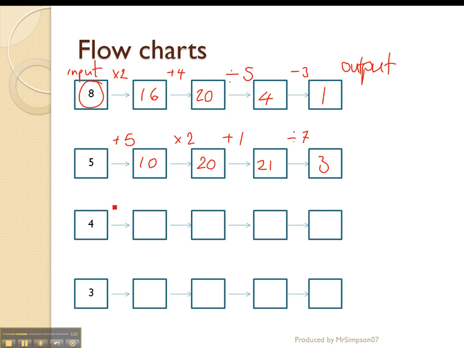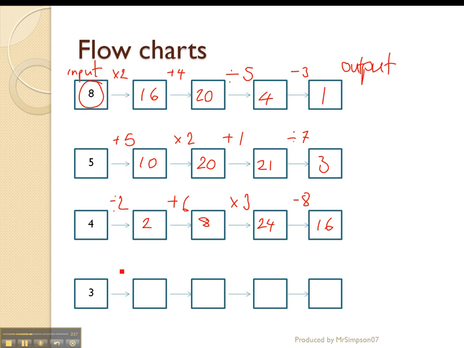Let's try 4 as the input number. Some operations: divided by 2, plus 6, times by 3, minus 8. 4 divided by 2 is 2. 2 plus 6 is 8. 8 times 3 is 24. 24 minus 8 gives 16. 16 is our output number.